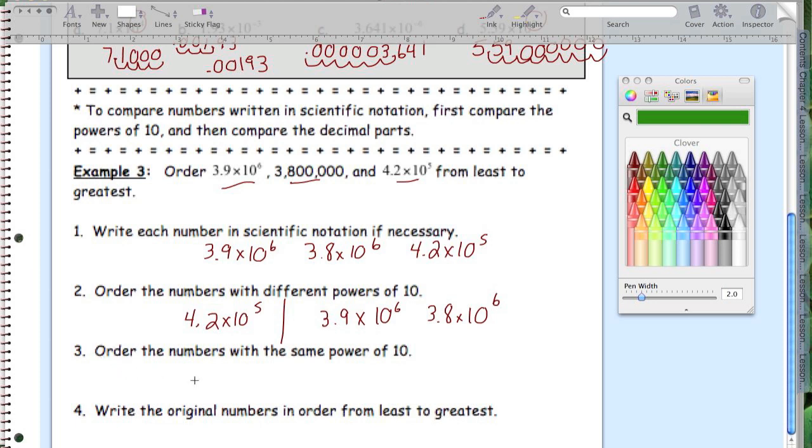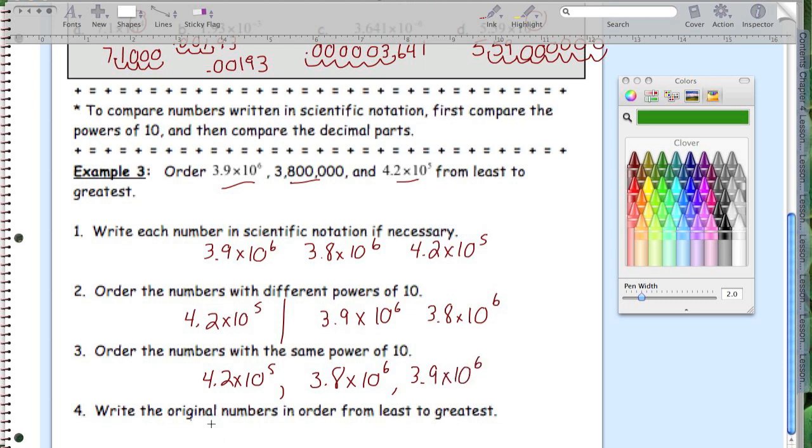Then we order the numbers with the same powers of 10. So now we can look at the decimals, 3.9, 3.8. Well, 3.8 is smaller, so that's going to go next. So we have our 4.2 from before. We have our 3.8 now, and then the last one's 3.9.